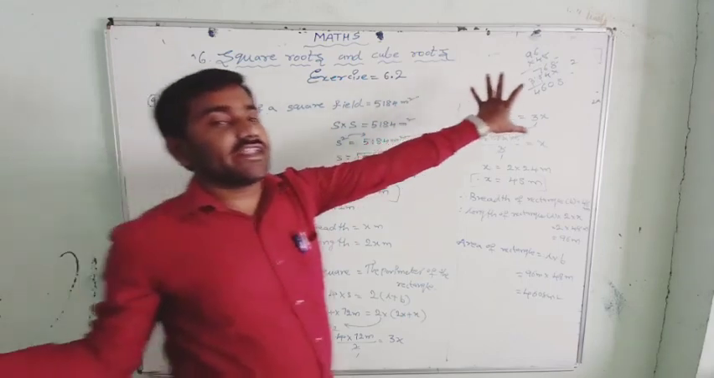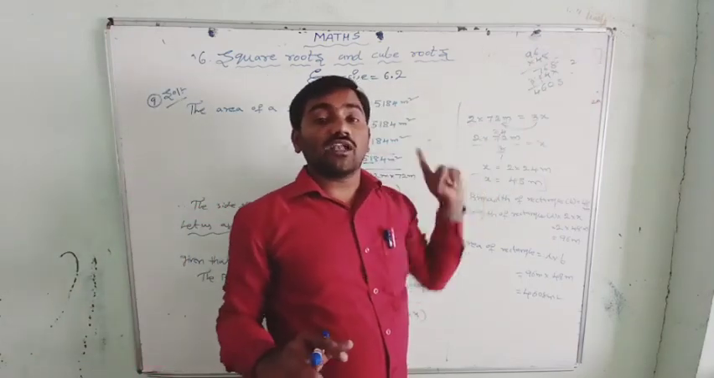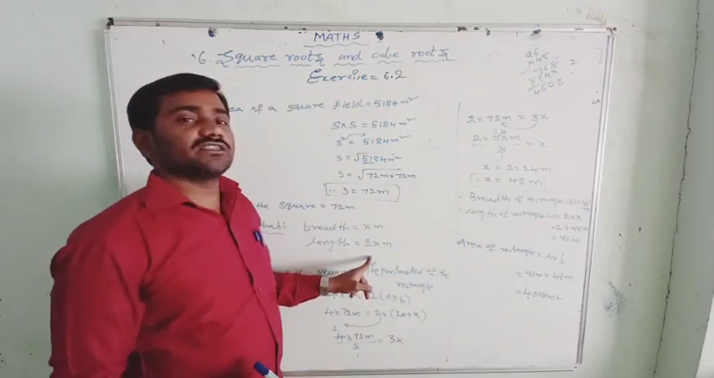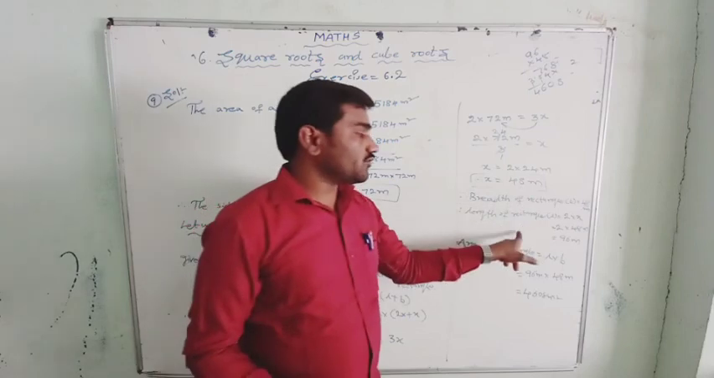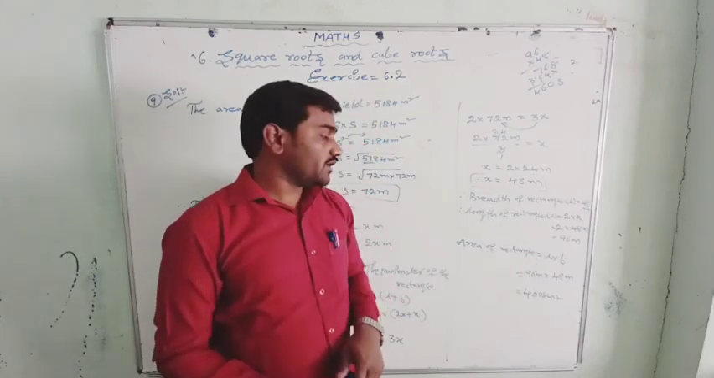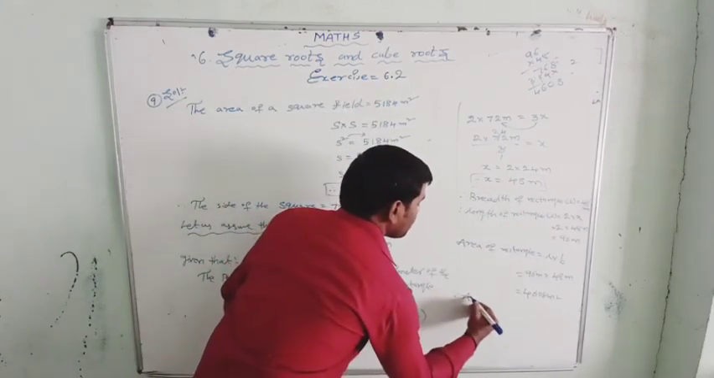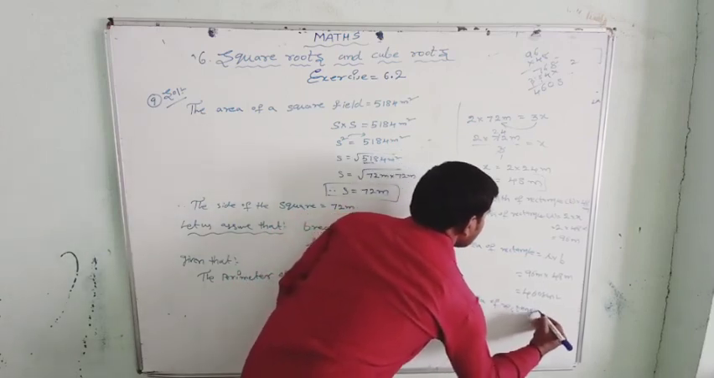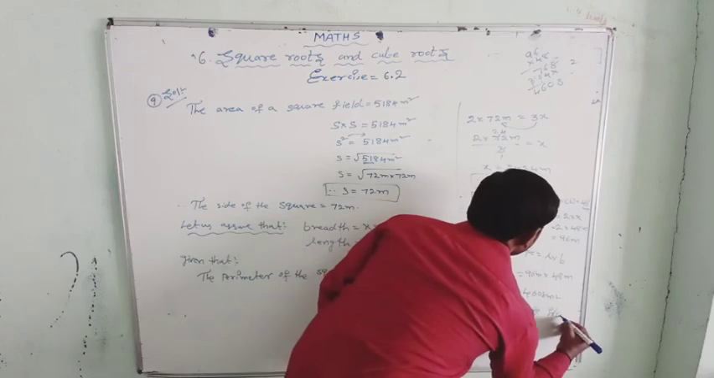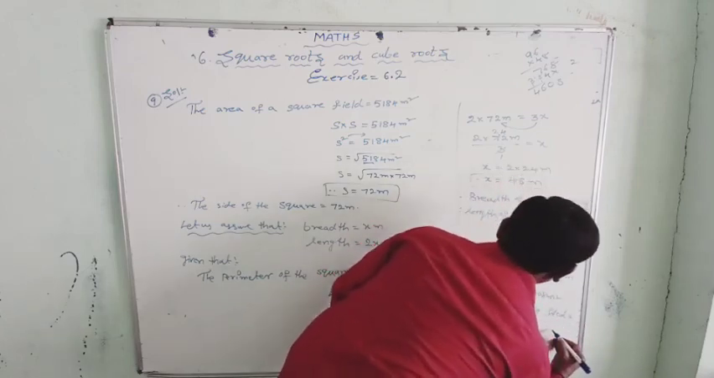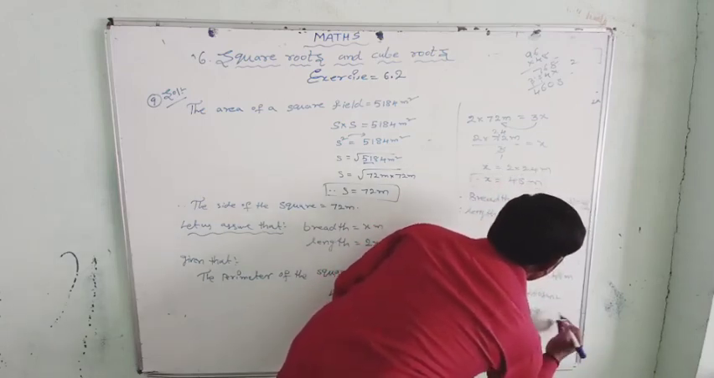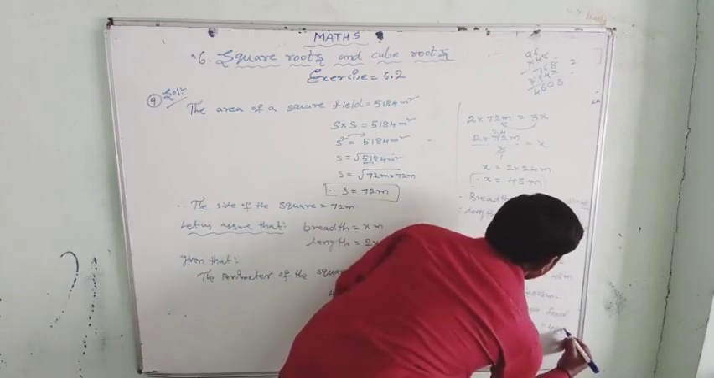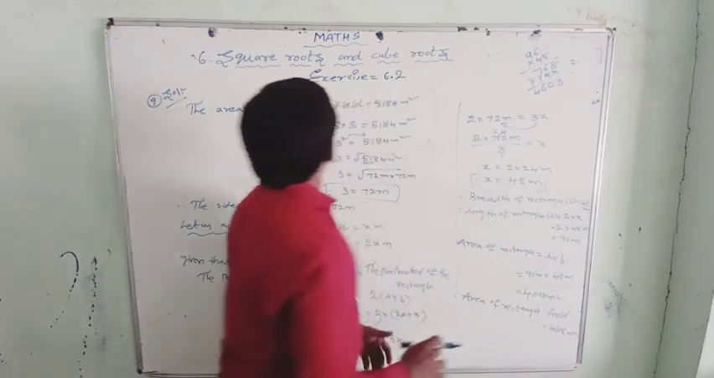We need to find the area of the rectangle. To find the area of the rectangle, what do we need? Length and breadth. The length is twice the breadth, as given. We need to find the length and breadth first, and then find the area of the rectangle. Therefore, the area of the rectangular field is equal to 4608 meters square.